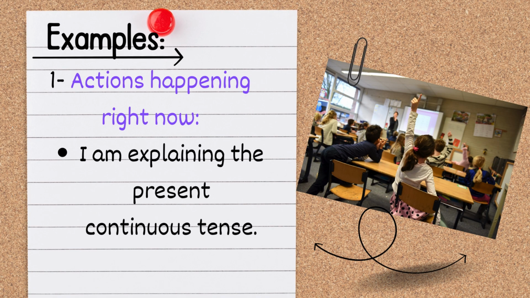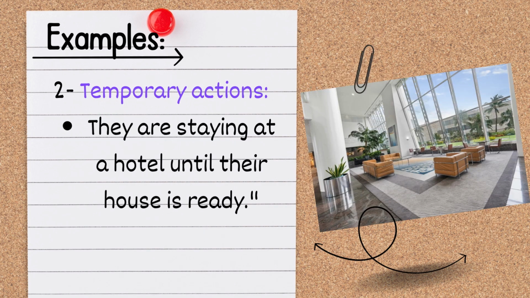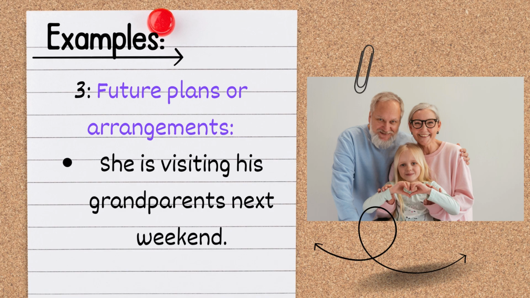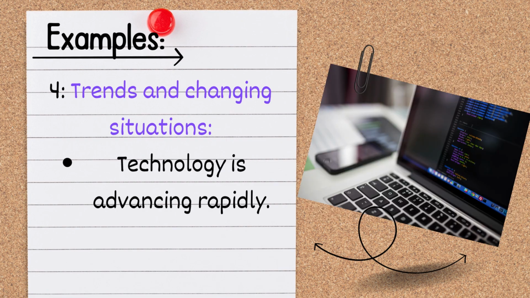Action happening right now. I am explaining the present continuous tense. Temporary actions. They are staying at a hotel until their house is ready. Future plans or arrangements. She is visiting his grandparents next weekend. Trends and changing situations. Technology is advancing rapidly.